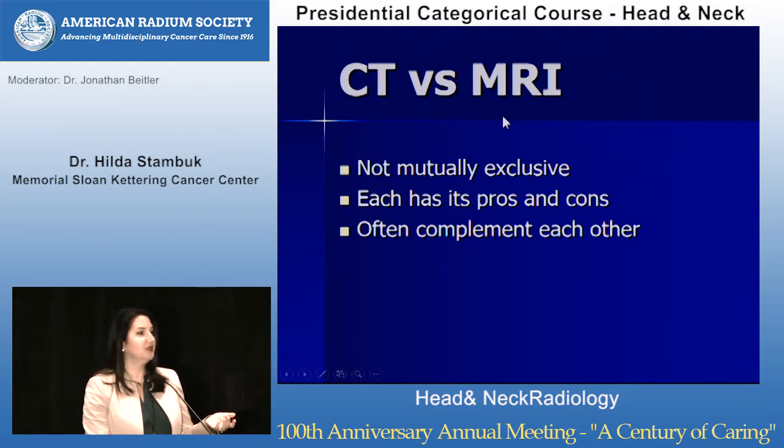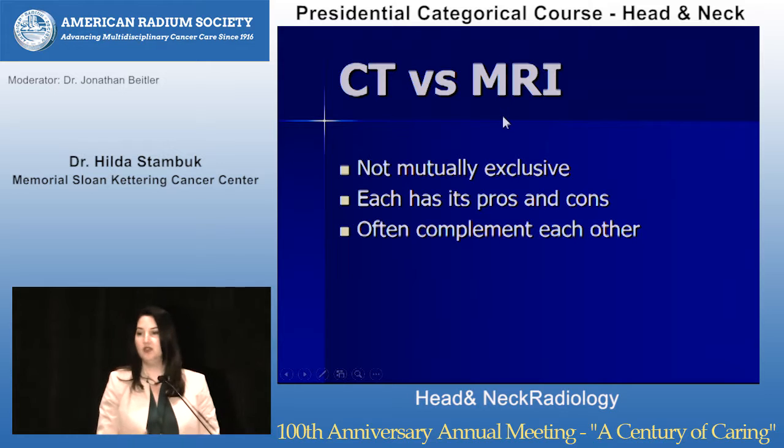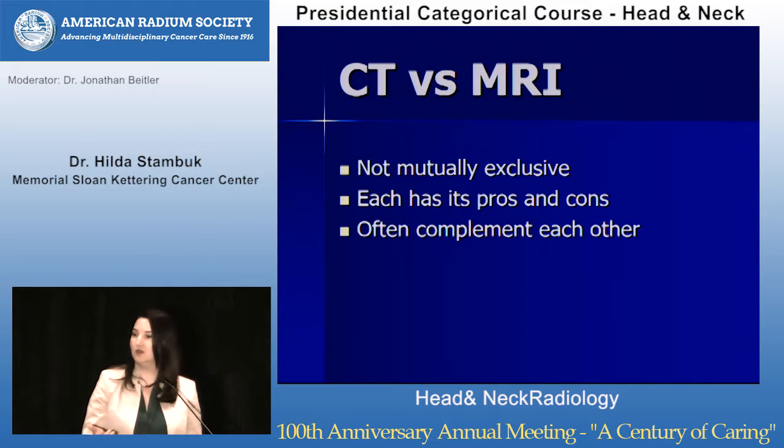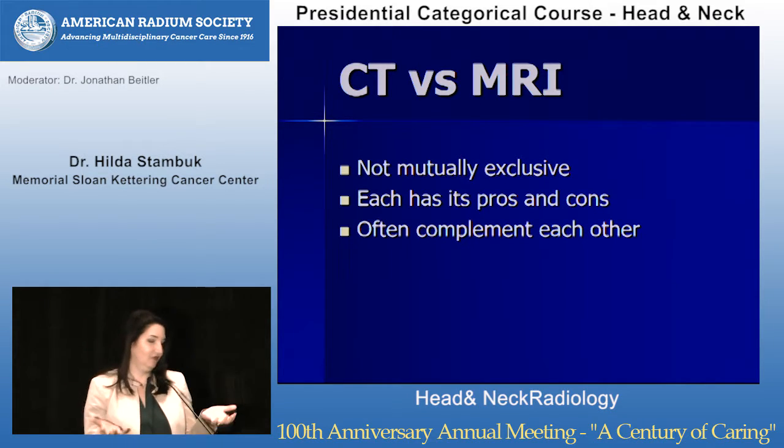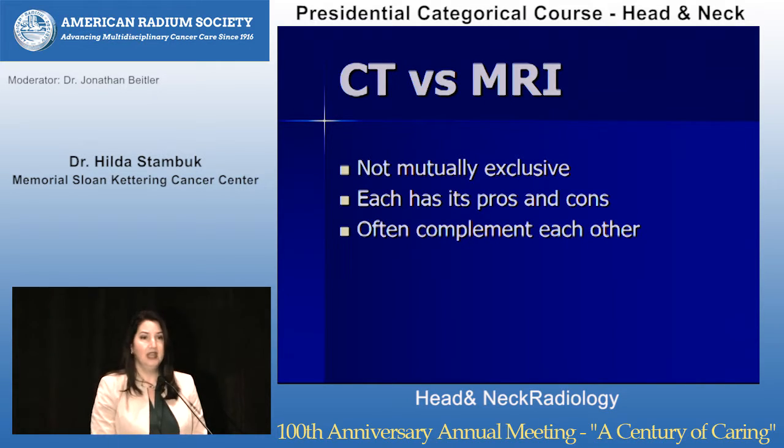Everybody always asks me, Dr. Stambuk, what should I use? I want one scan for everything, CT versus MRI. And here we go. It's not mutually exclusive. I'm going to show you examples of why one's better than the other in one scenario, but sometimes they can actually complement each other depending on the question. It's so important to understand what CT or MRI or PET can answer for you so you order the right study and you're satisfied with your results because the question could be answered by that imaging modality.